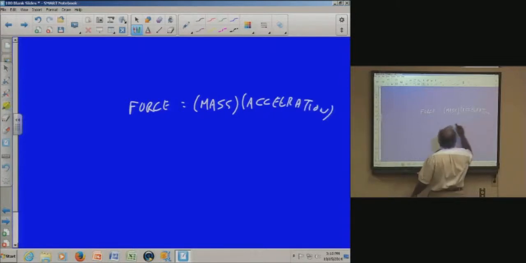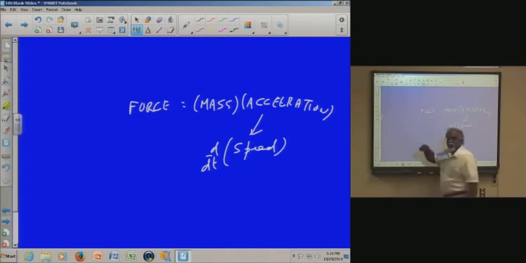Ignore my spelling, as it were. And acceleration is the rate or derivative of speed. That is, the rate of change of speed is acceleration. And of course, speed is length divided by time. So essentially, force is nothing new except some combination of mass, length, and time, and so forth.